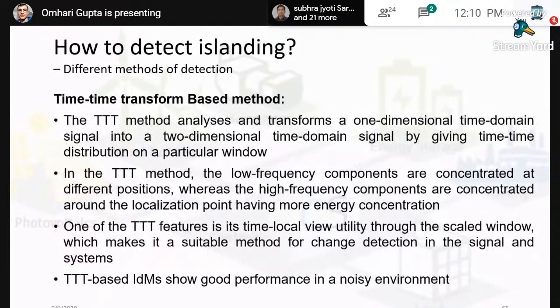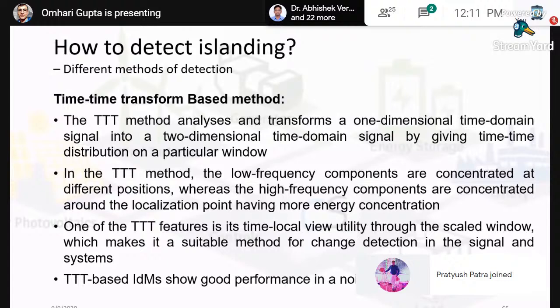Then comes the time transform based method. The TTD method analyzes and transforms a one-dimensional time domain signal into two-dimensional time domain signal by giving time distribution on a particular window. In this method, the low frequency components are concentrated at different positions, whereas the high frequency components are concentrated around the localization point, having more energy concentration. And based upon that, you can identify the islanding situation.